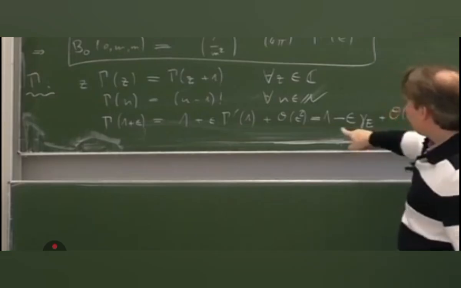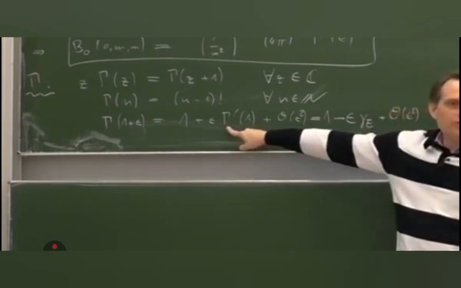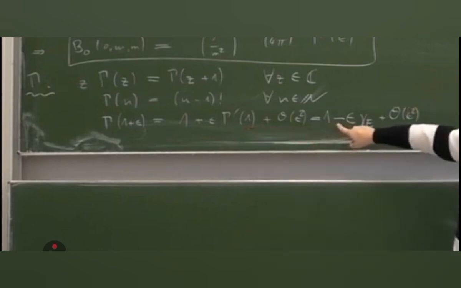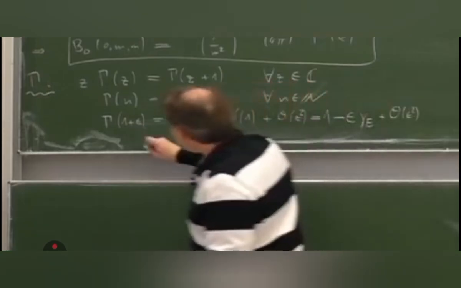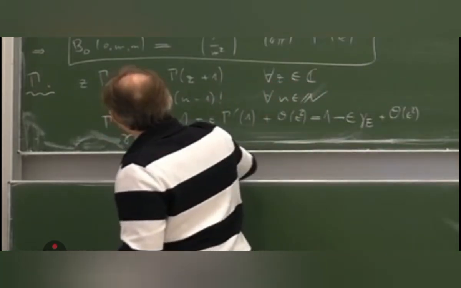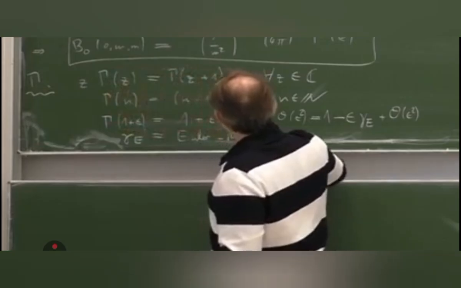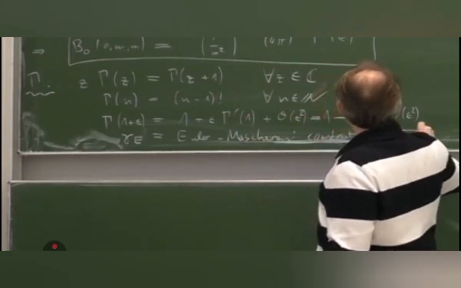So the derivative of the gamma function at 1 is actually negative, and it's called minus this Euler-Mascheroni constant gamma E. So gamma E is called the Euler-Mascheroni constant, and it has a numerical value of around 0.57 and so on. So it's of course a transcendental irrational number.